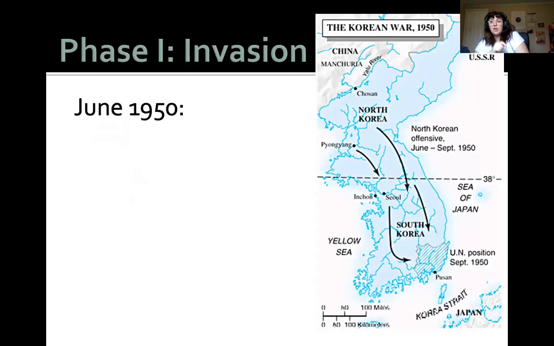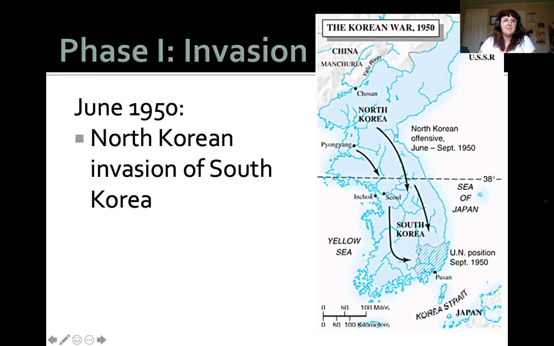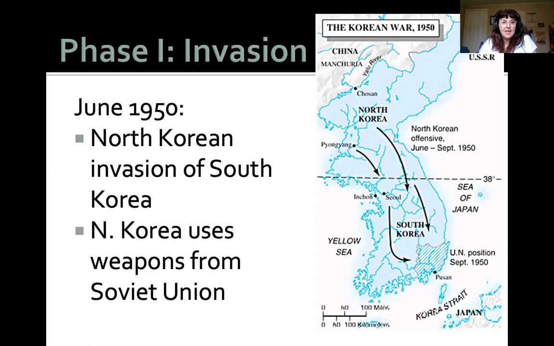So, you can break the Korean War into 3 phases. The first was the invasion of South Korea by the North Koreans, which is what you're seeing here on this map. And this starts in June 1950. North Korean and Chinese soldiers invade South Korea, supported with weapons and financial aid from the Soviet Union. There are no Soviet soldiers fighting in Korea at this time. There are Chinese soldiers, but they are funded by North Korea, or by the Soviet Union.